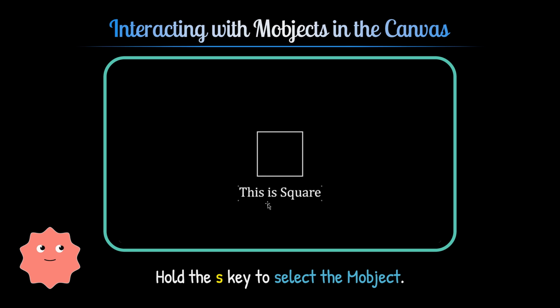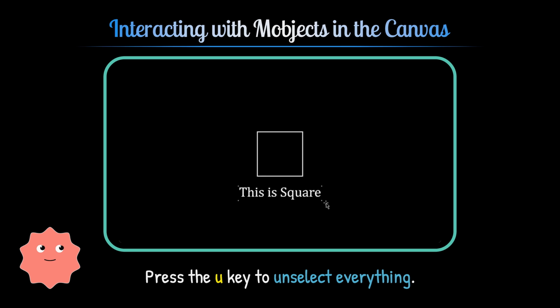Let me select this square as well. So I hold down the S key and move my cursor over the square. Simple, right? If you press the U key, you can unselect the objects, or you might just click anywhere on the screen. Now, let me just select the text again.